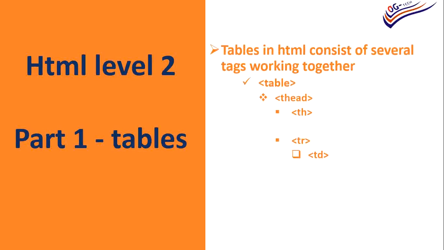Now, tables in HTML consist of several tags working together. So whenever I want to make use of tables, we declare the syntax or the keyword table. That is to let HTML know that we want to make use of tables. Then we have the thead, which is the actual table head. We have the th, which are the index in the thead. Then we have the tr, that's the table row, and the td, which is table data. I know this kind of sounds confusing, but let us demonstrate it using the actual code.